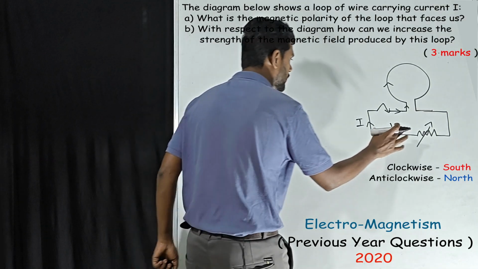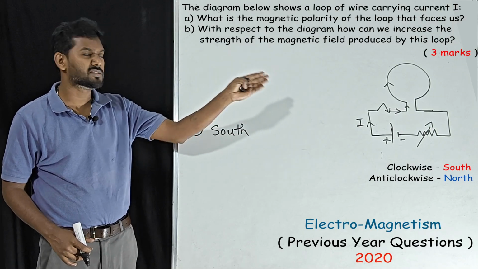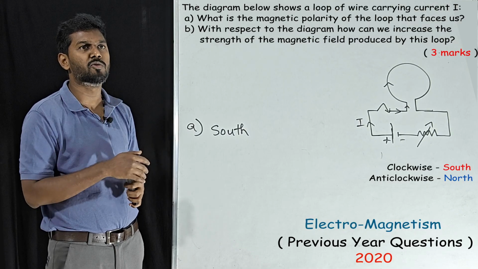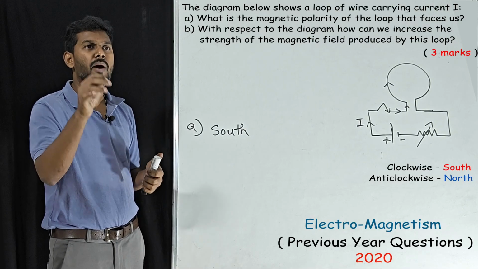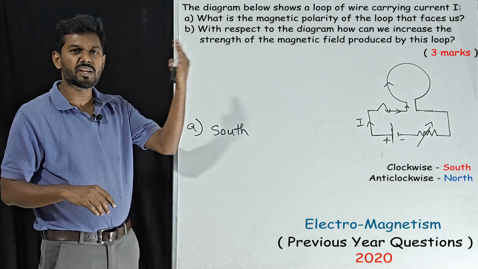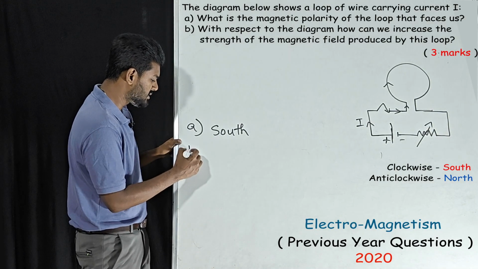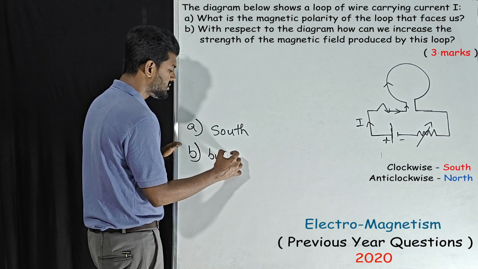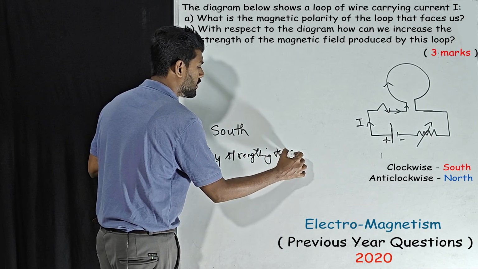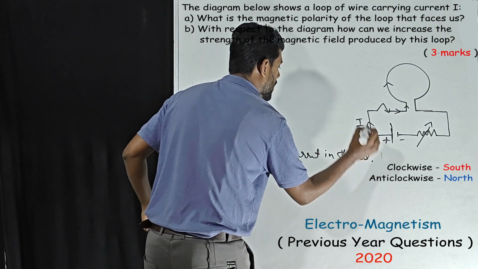First I will answer all the questions, then we'll go for different kinds of questions on the same diagram. With respect to the diagram, how can we increase the strength of the magnetic field produced by this loop? Very simple: by increasing the current in the coil. To increase the magnetic field, we have to pass more current. The answer is by strengthening the current in the coil.